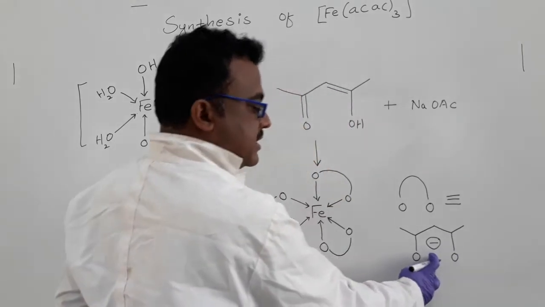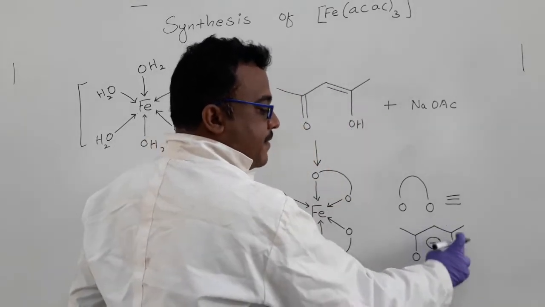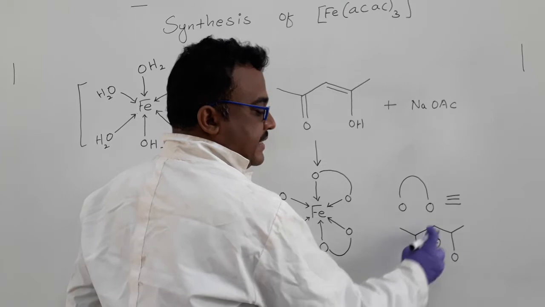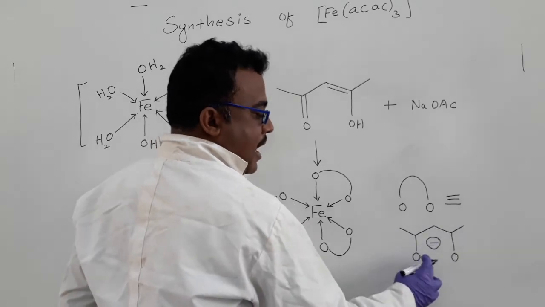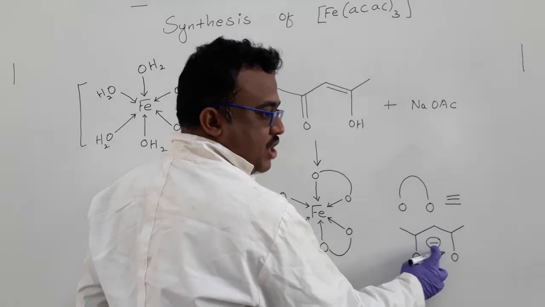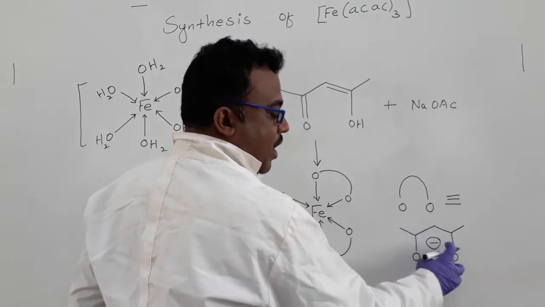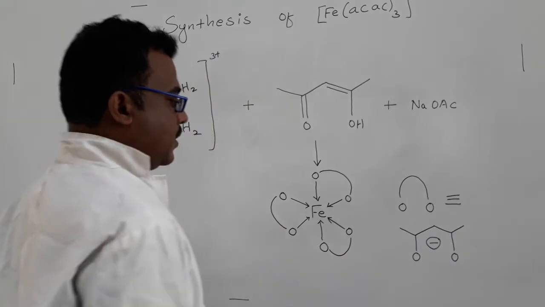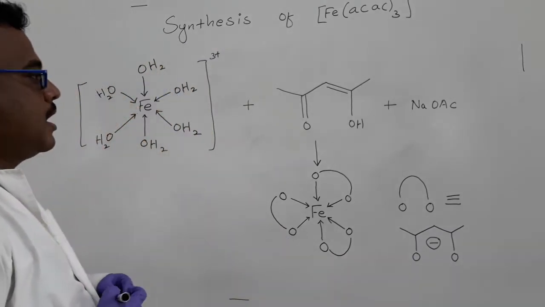A negative charge is resonating in the 5 centers. The negative charge is not localized; it is delocalized over all the 5 centers. Okay, you can get an octahedral complex.